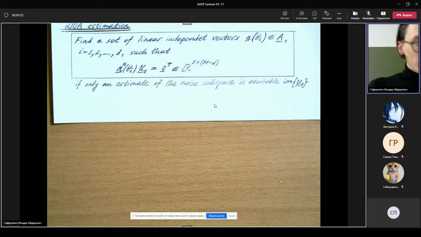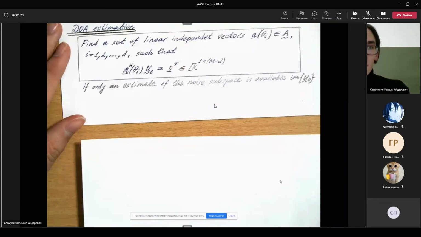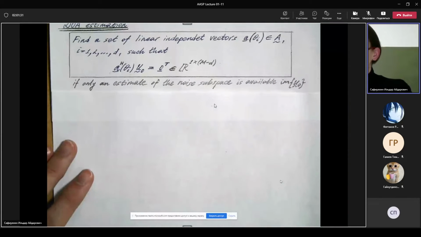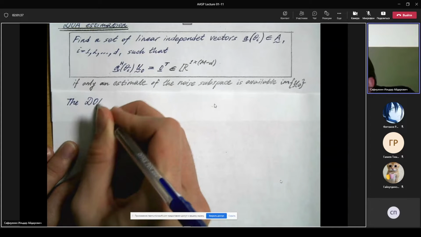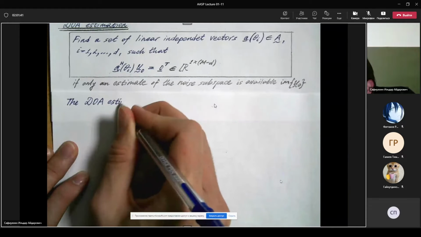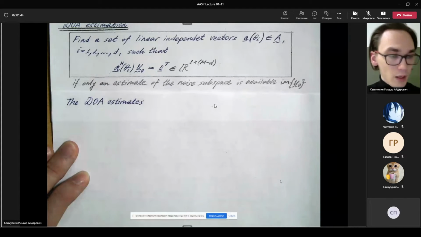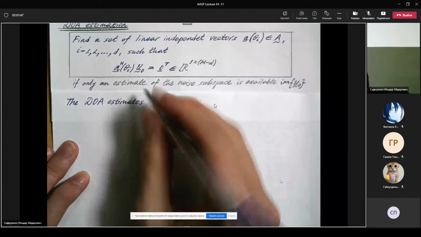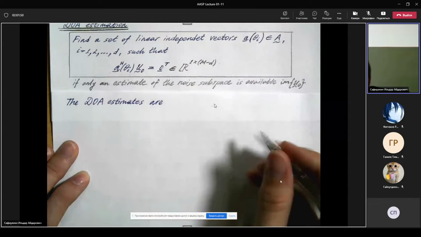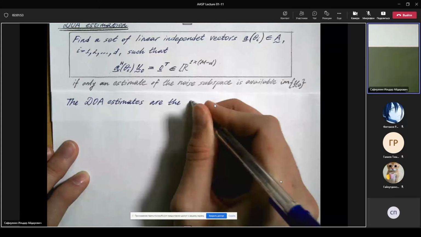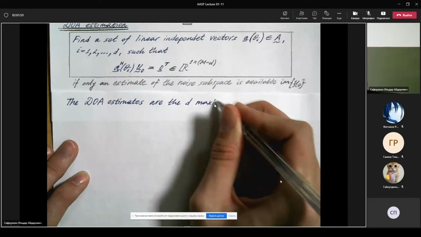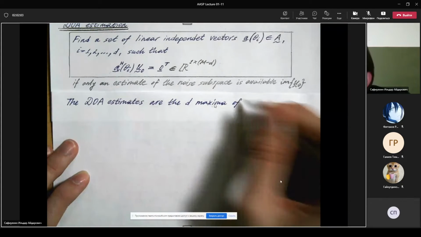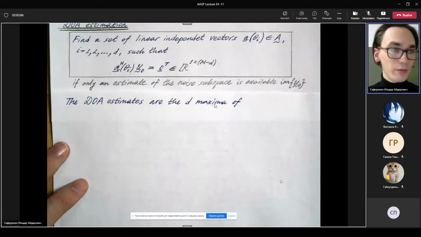Based on this goal, let's say the direction of arrival estimates are the D maxima, so D is the number of sources, maxima of the following equation.